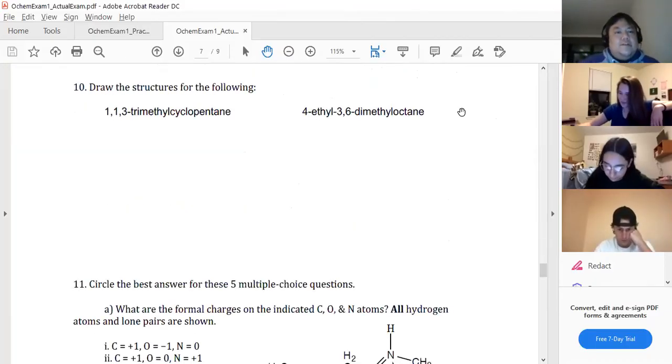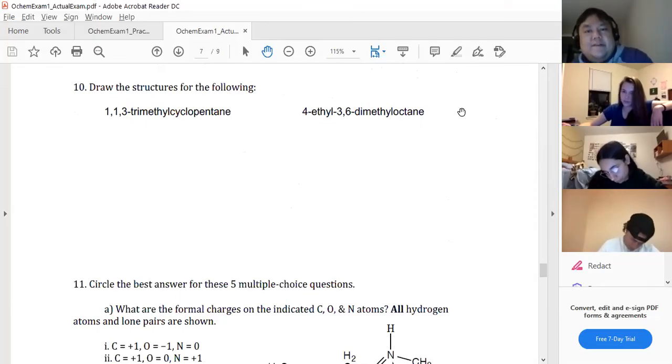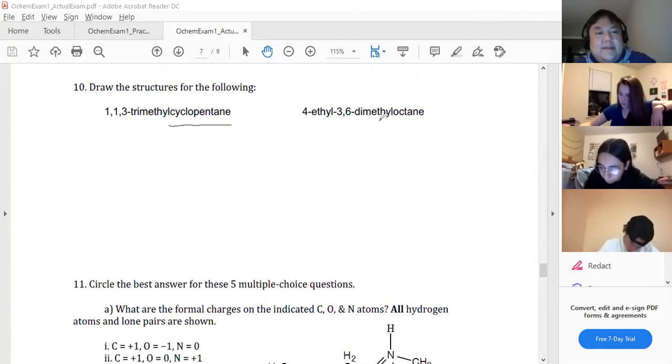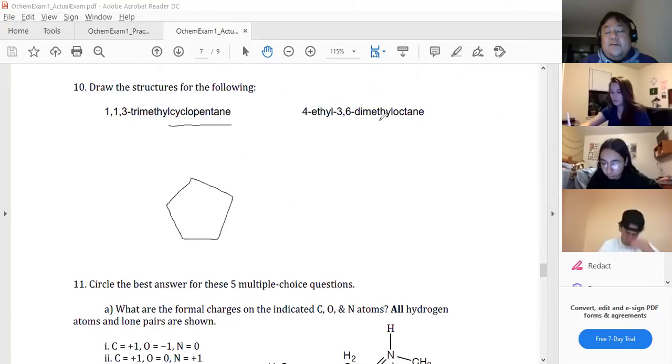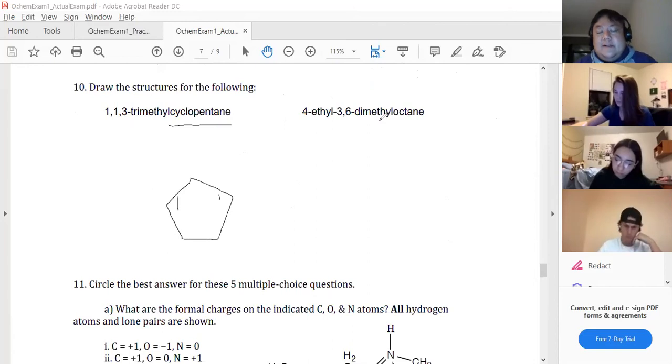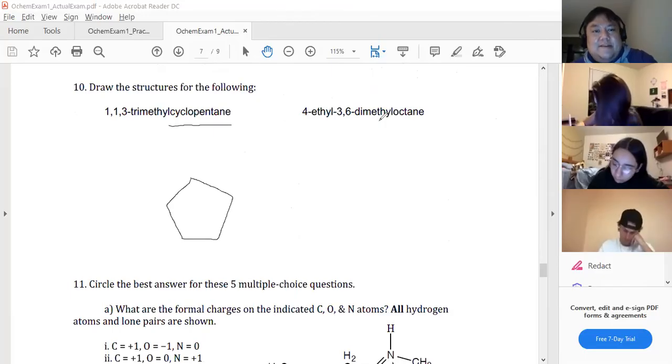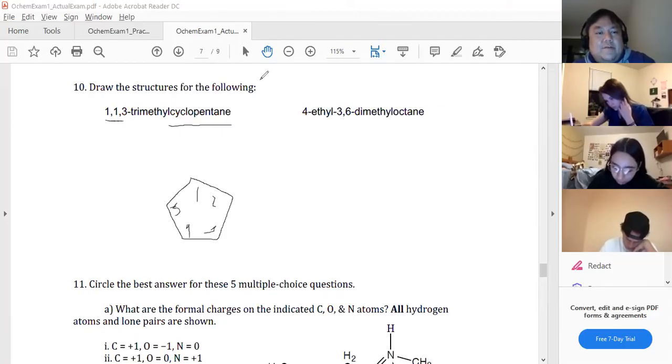Draw the structures for the following. I'm going to walk you through how you should do this to make your life easier. As we talked about, always start with the base. Cyclopentane, 1. When I draw numbers, all I have to be is consistent. I could call this carbon 1, or I could call this carbon 1. It doesn't matter, just as long as I'm consistent. To me it makes sense to make 1 at the top, so I'm going to say 1, 2, 3, 4, 5. At 1 and 1, I have 2 methyls. And at 3, I have a methyl.